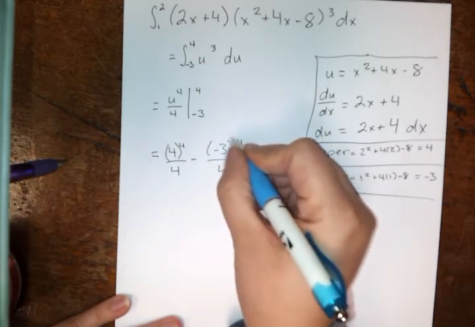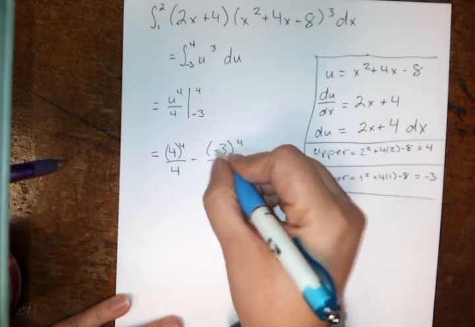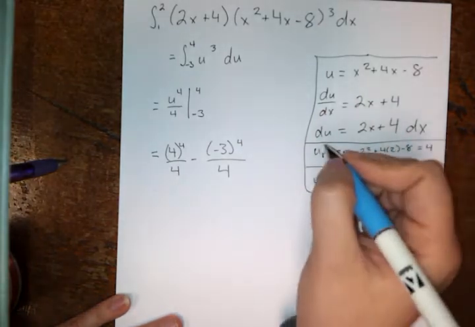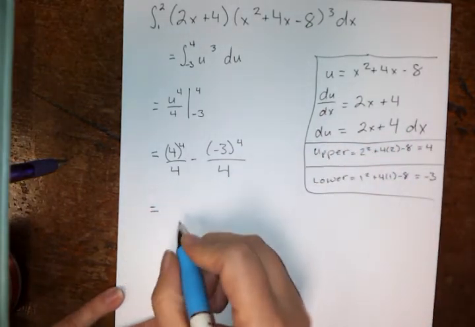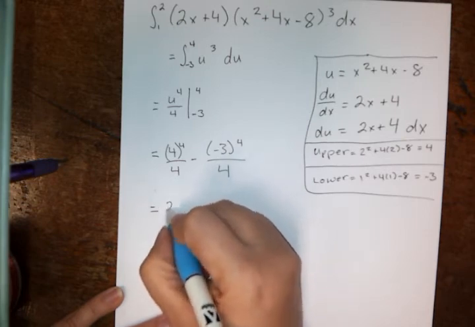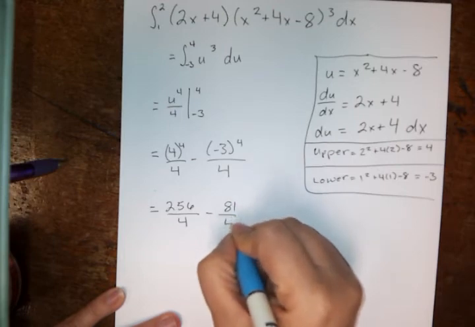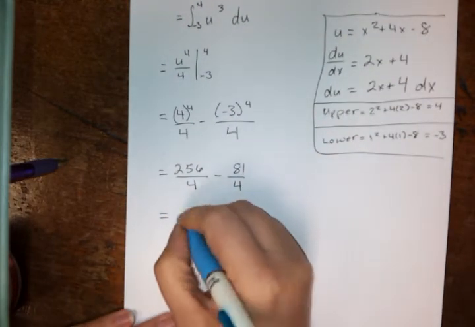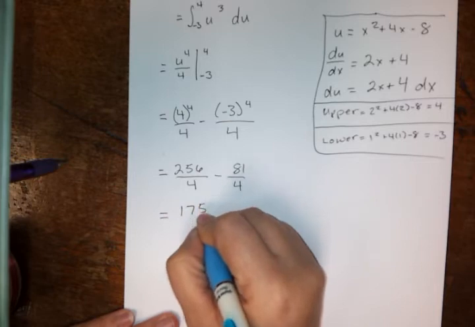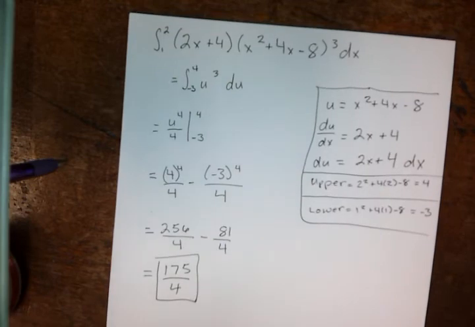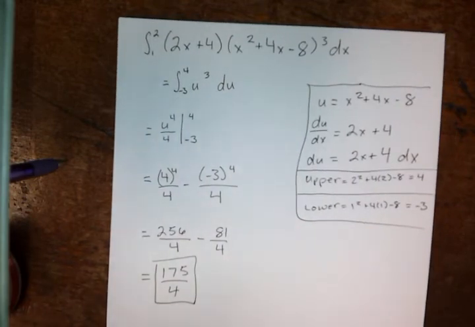Our answer is actually going to be, at least for this part, positive. If you don't put that negative sign in the parentheses, you're going to end up with something negative, and that's not going to be correct. Okay, and if you plug this into your calculator, you're going to see that that's 256 over 4 minus 81 over 4. And if you do that subtraction, you're going to come up with 175 over 4 for your answer. I think I might even be able to get the whole thing into the screen there. So if you want to just kind of freeze the screen and work along, you can do that.